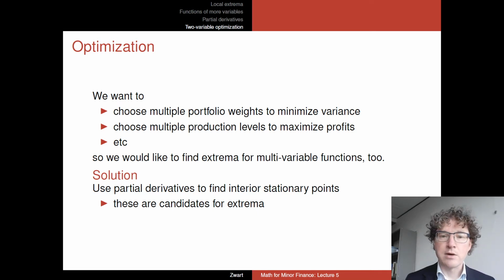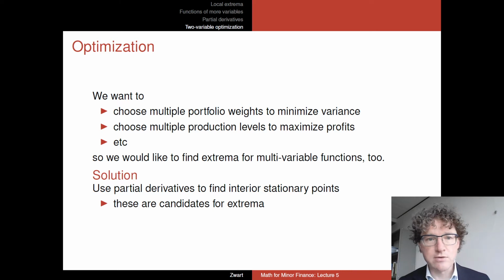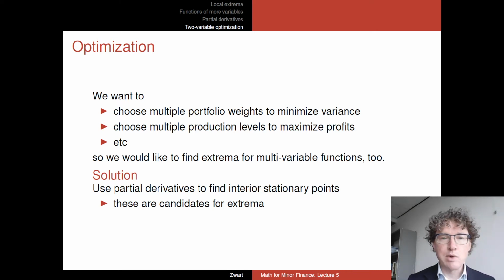If you look at microeconomics, you might look at a problem that the firm faces that has multiple products and therefore has to choose multiple production levels so as to maximize its profits, etc. So what we would like to do is maximize functions of more than one variable, multivariable functions. And the idea is pretty much the same, in spirit at least, as what we had for one variable. So we're again going to look at stationary points because these stationary points are the candidates for extrema, so for maxima and for minima.